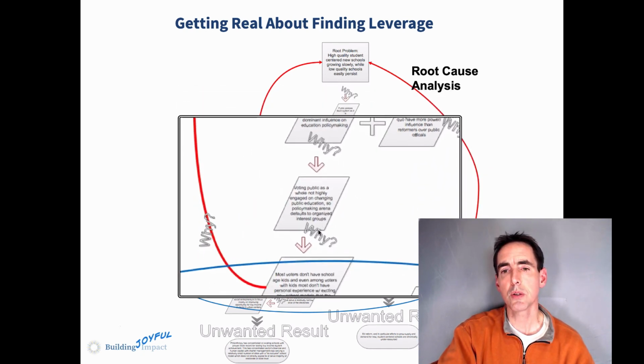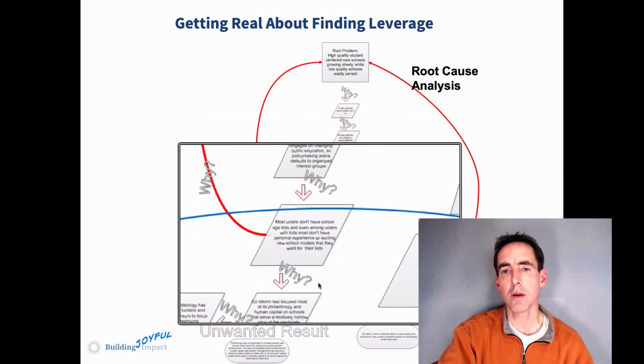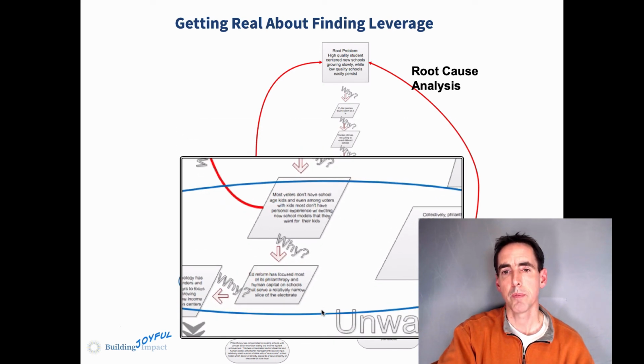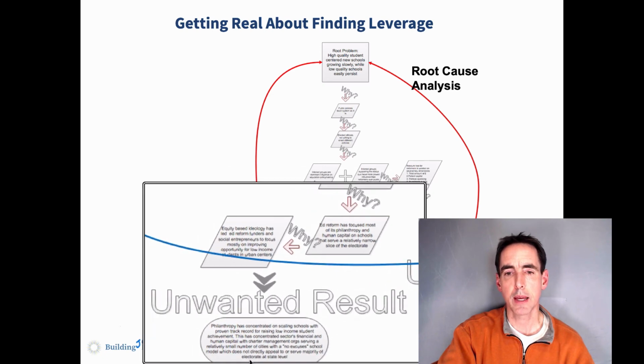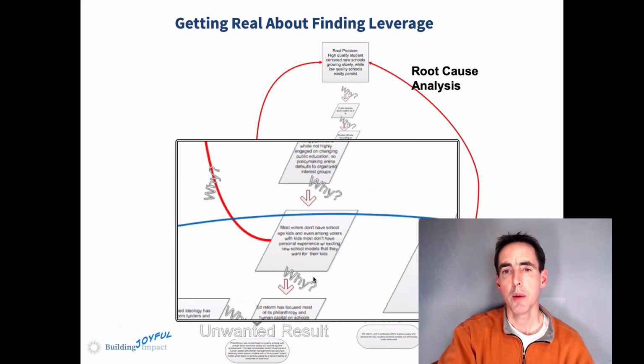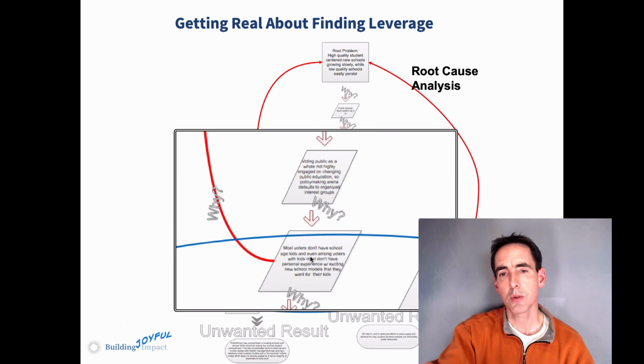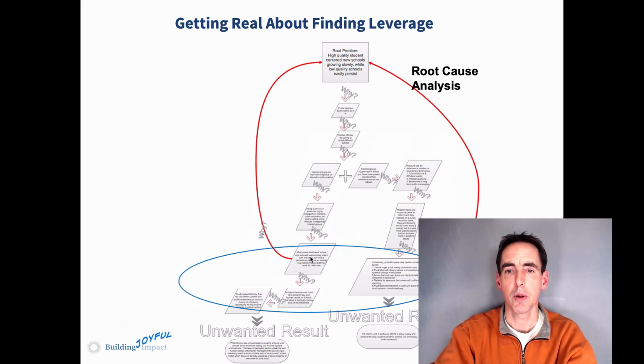And what you see as you continue to do this is that you get down to a layer here where, all the way at the bottom, you get two unwanted results, right? But here you actually get to a place where you see where this red goes. You get what's called a feedback loop.